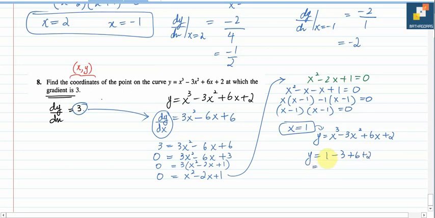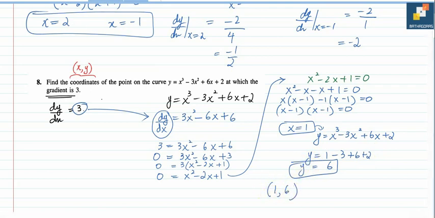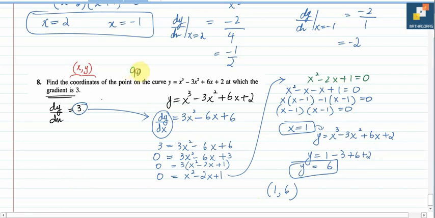So 1 minus 3 is minus 2, and plus 2 cancels. So y equals 6. So the final answer, the coordinates, are 1 comma 6. Alright, so that is the final answer. You need to write down the solution in your copy first, and for that part you have a time of 90 seconds. So start.